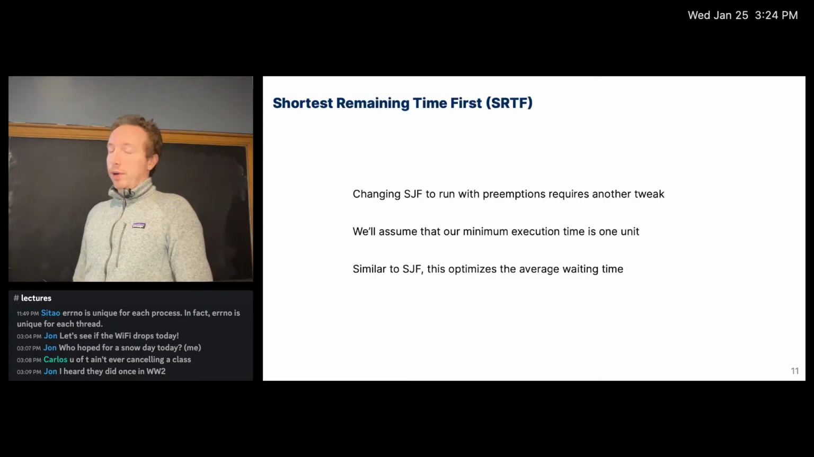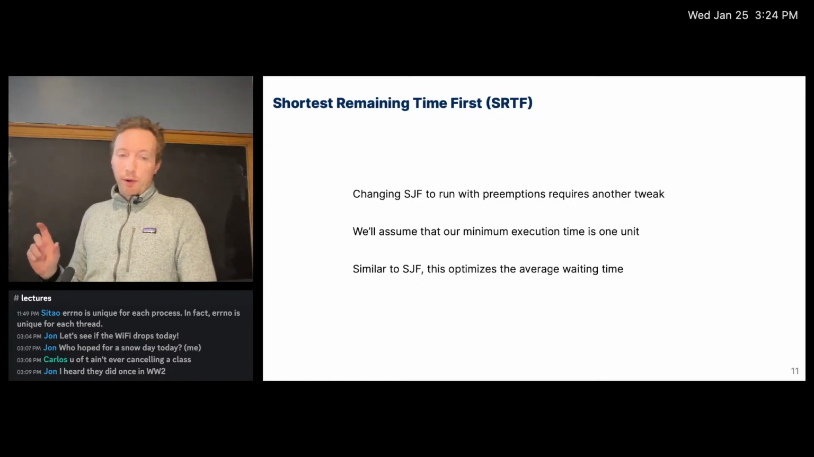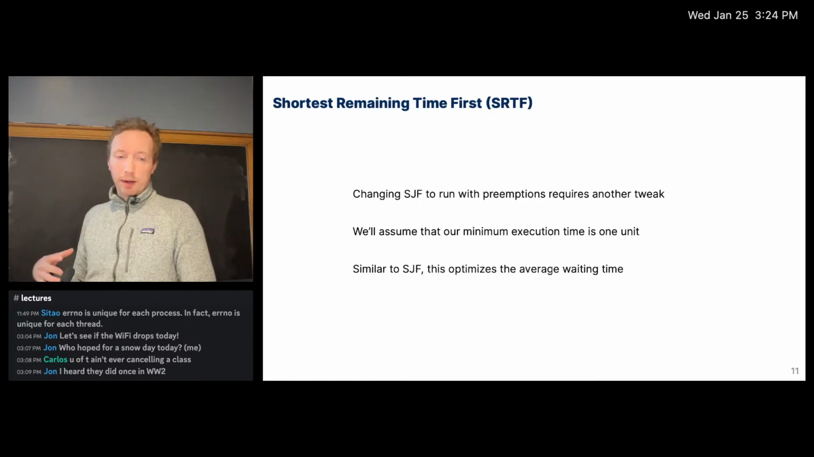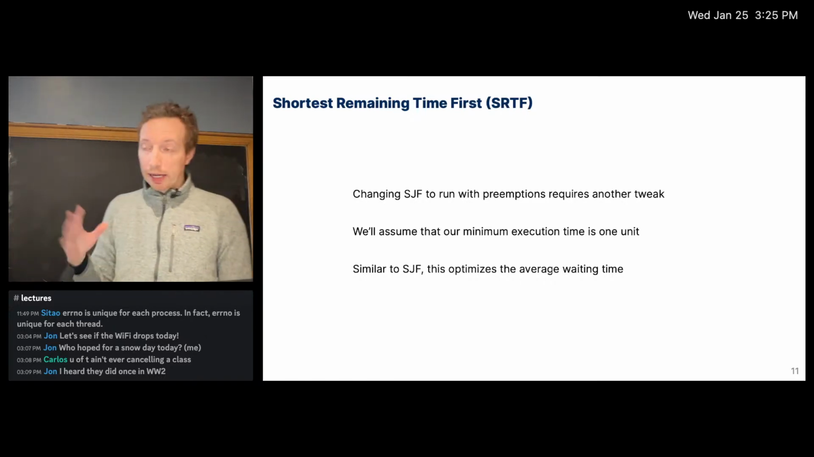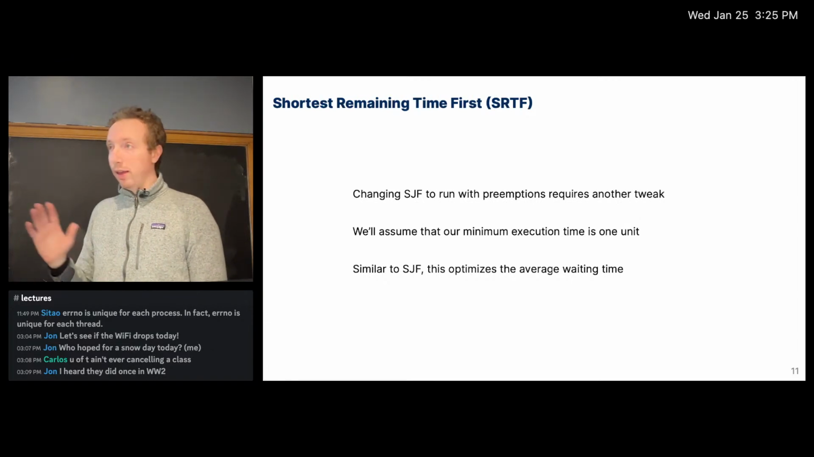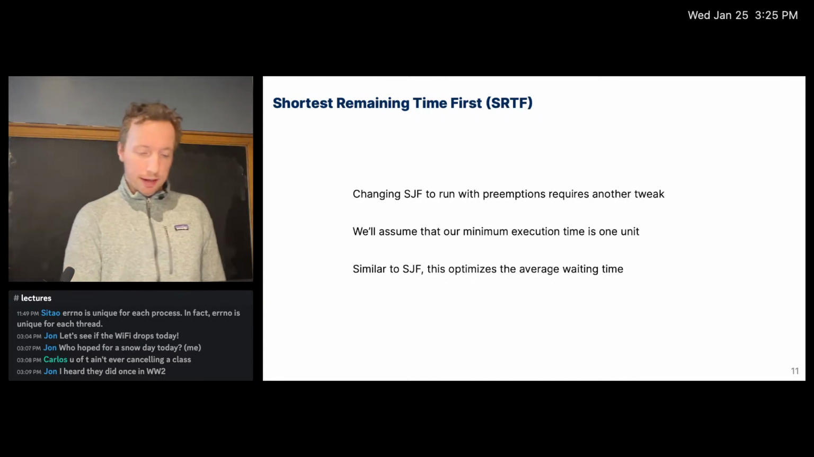We also could have a little tweak to it. We could add preemptions. Shortest remaining time first is just the tweak to shortest job first, where things can get preempted. It's still the same rules, except that we can interrupt any process that's running if a shorter one comes in. Again, we're assuming the minimum execution time is 1 time unit, and this also provably optimizes the average waiting time and minimizes it as much as possible.